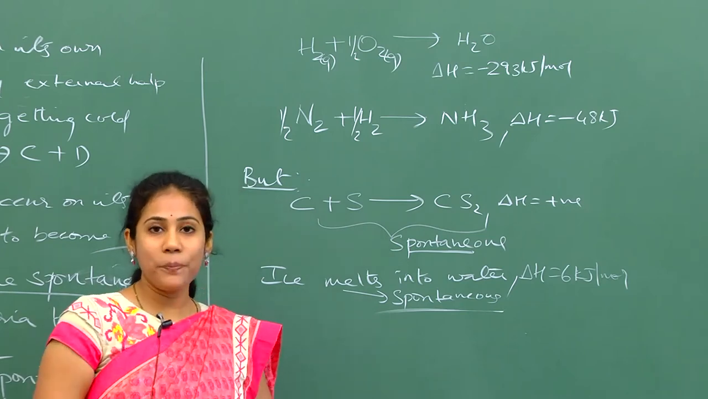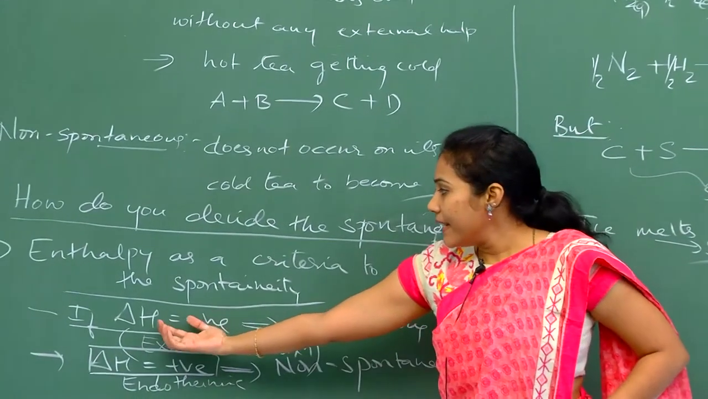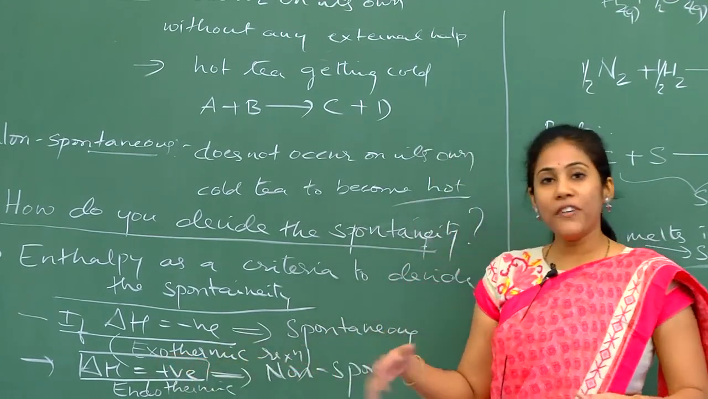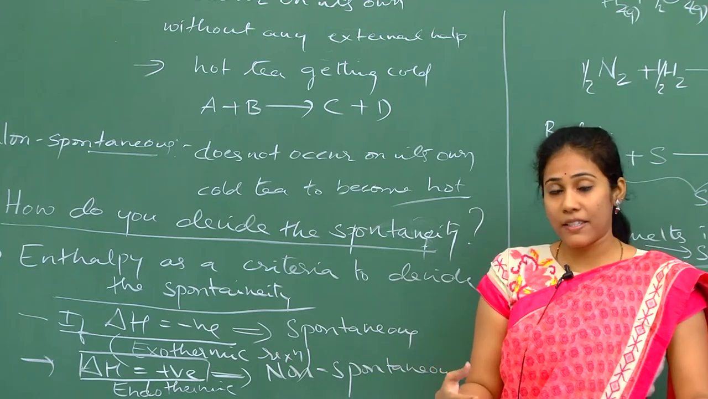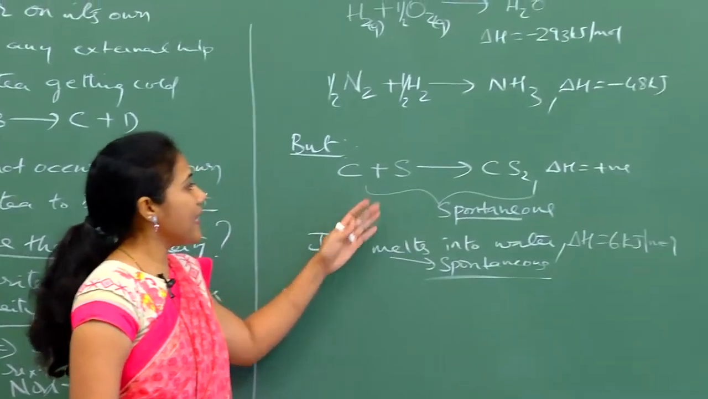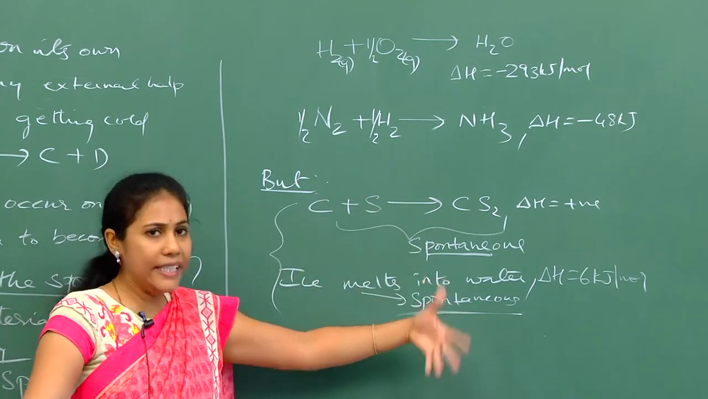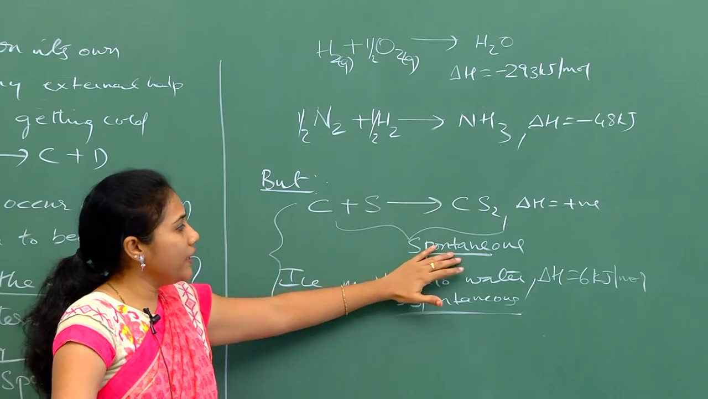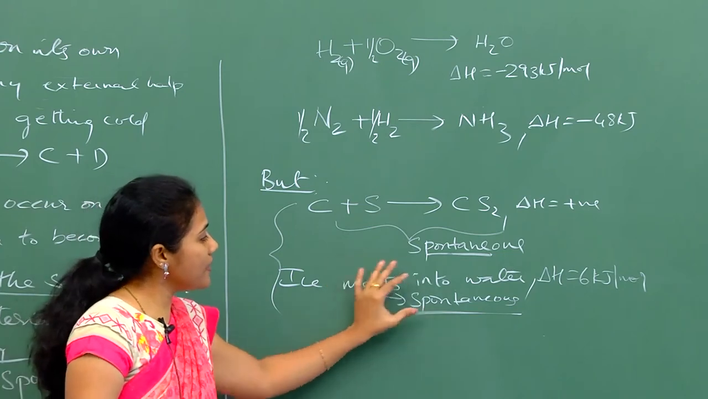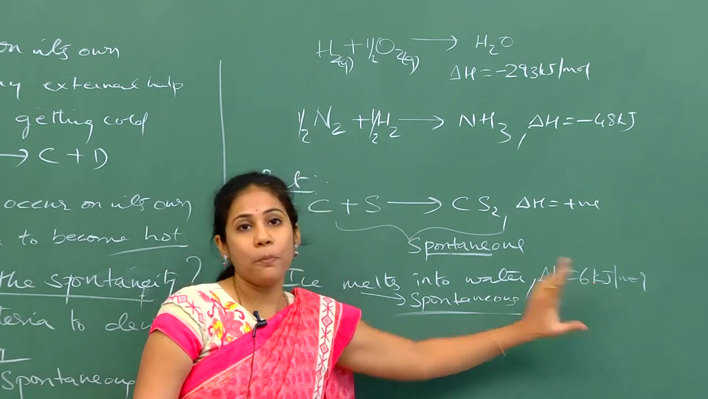Okay, that means whatever the conclusion that was there based on the experiments, that is, if delta H is negative, we said it is spontaneous. If delta H is positive for any reaction, we said it is non-spontaneous. But this is not true in all the cases. There are some exceptions. Not only these two, many reactions are there which are spontaneous though their enthalpy value is positive. Many physical processes are there which are spontaneous though their enthalpy value is positive.